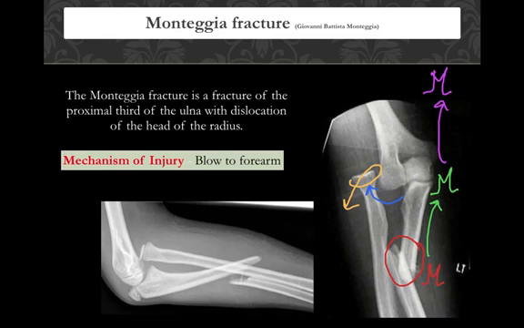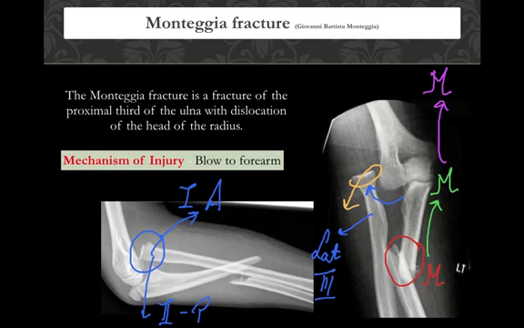Monteggia was classified by Bado into 4 types. Bado classified Monteggia into 4 types according to the area where the radial head dislocated. If the radial head went anterior, it was Monteggia type 1. If the radial head went posterior, it was Monteggia type 2. If the radial head went lateral, it was Monteggia type 3. And if there was a fracture of both the bones involved with the dislocation of the radial head, it was Monteggia type 4.